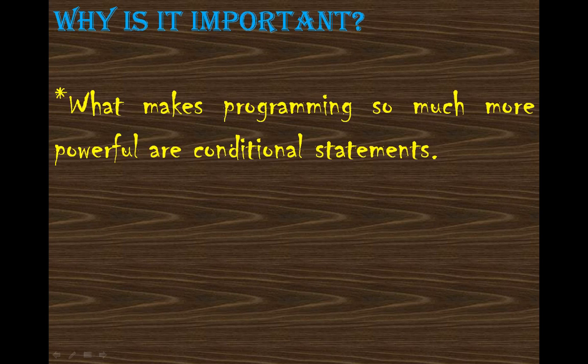Decision making statements in programming languages decide the direction of the flow of the program. That means normally your flow of control is moving from top to bottom, and if you want to change it, that can be done with the help of decision statements. So the power of programming is increased with the help of conditional statements.